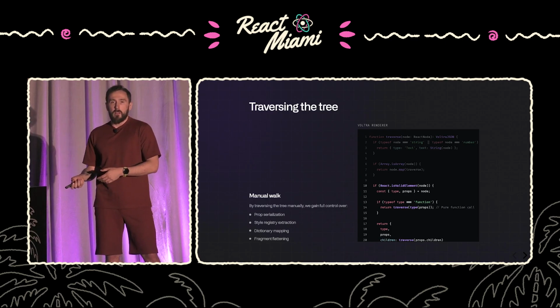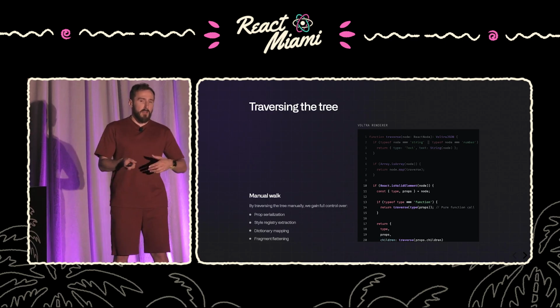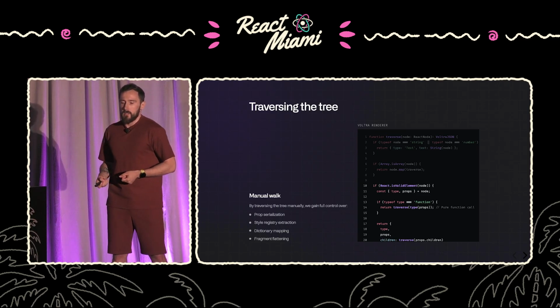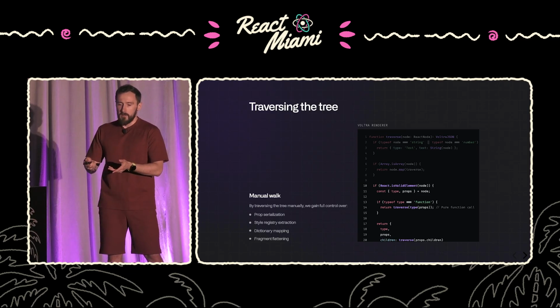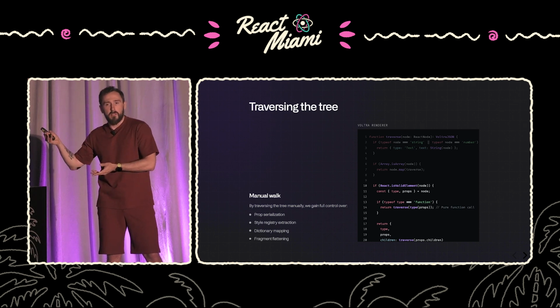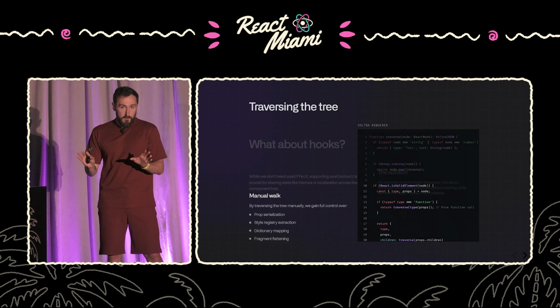And if it's a React element, I can check if it's a function. If it's a function, I can call it. So I will render it, and again, run the same function again for the children. And this, of course, looks a little bit more complex in Voltra, because we have this tiled application. But this is the core.